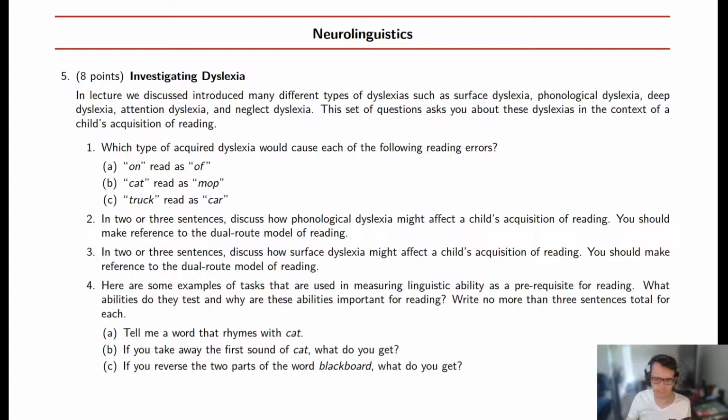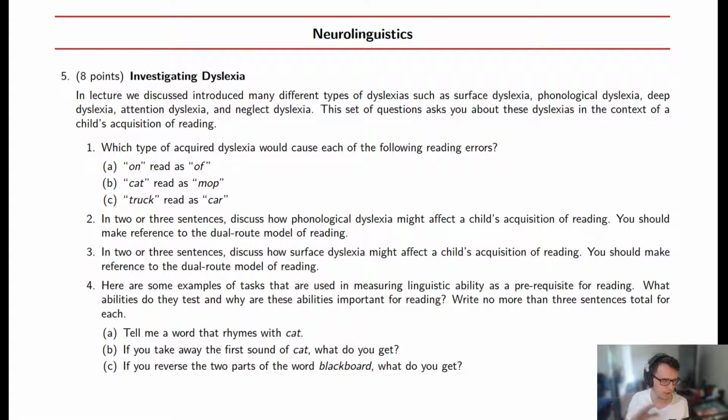The final question, we haven't done neurolinguistics yet, so this might not make much sense at the time you're watching this video, but we will talk about neurolinguistics next week. We're going to talk a little bit about dyslexia in lecture. We're not going to talk that much about it, but this will be an opportunity to investigate dyslexia a little bit more. So we'll talk about things like surface dyslexia, phonological dyslexia, and deep dyslexia. I might give you some more information about it as an extra link for this assignment.